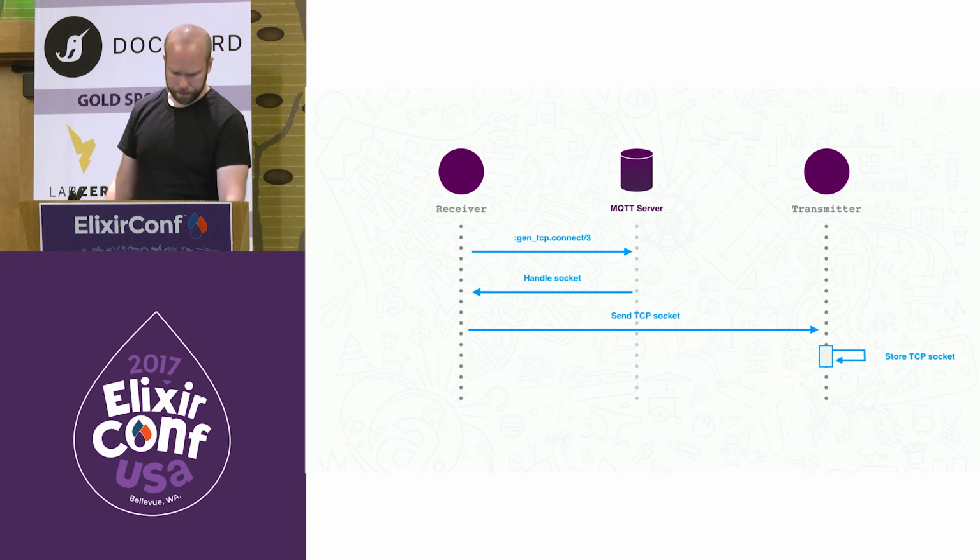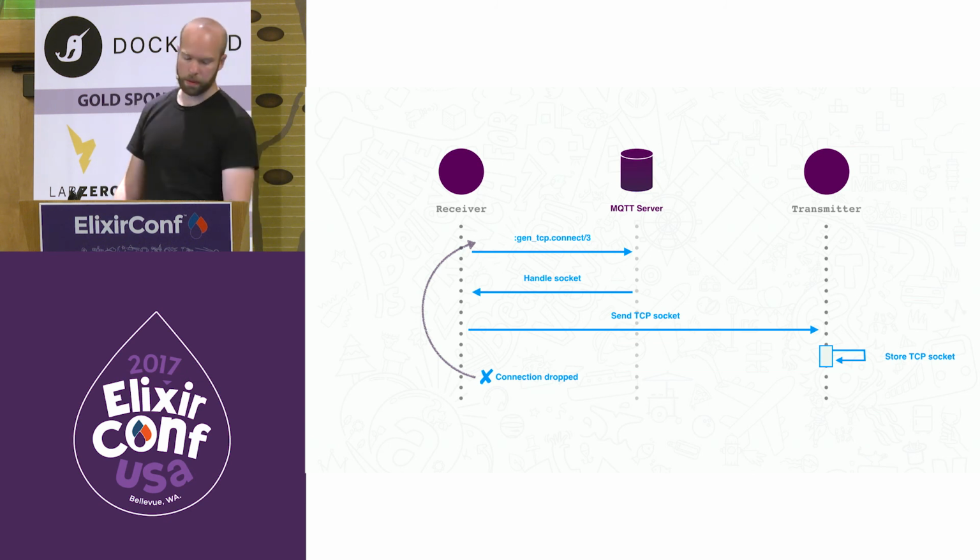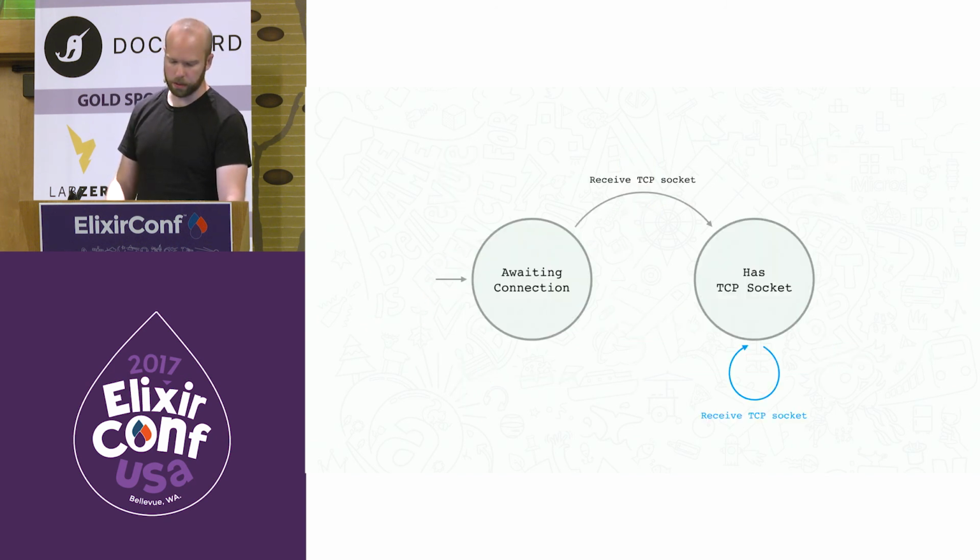There are cases where, when we lose the connection, the receiver will know about it because it will receive a message about it in its mailbox, and it will go back to reconnecting and then send a new socket to the transmitter. So we need to be able to deal with a new socket coming in at any time. And in that case, we will just start using that instead.